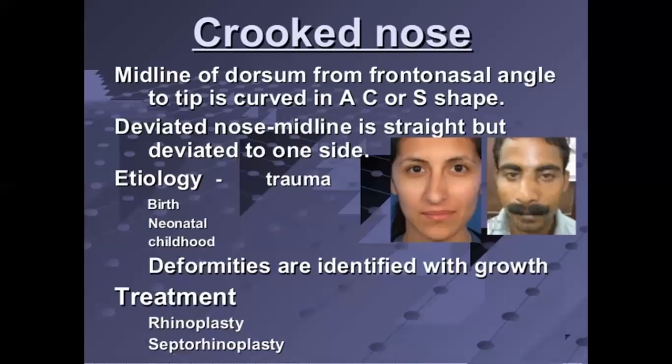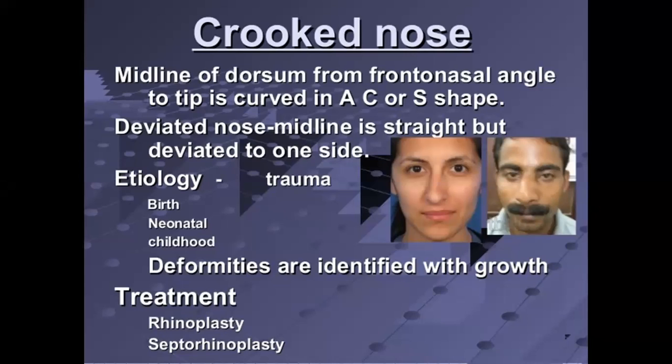Then crooked nose. The midline of the dorsum from the frontonasal angle, this is the frontonasal angle, to the tip of the nose, here an A or S shaped deformity can be there. In that, a deviated septum will be there. A normal midline septum is very rare. Little deformity is there in almost all persons. But if the deformity is more, then it is significant.